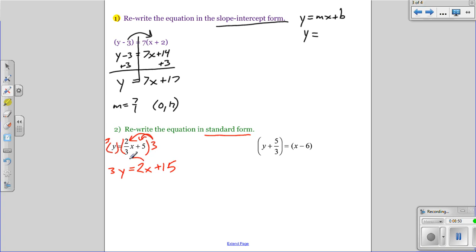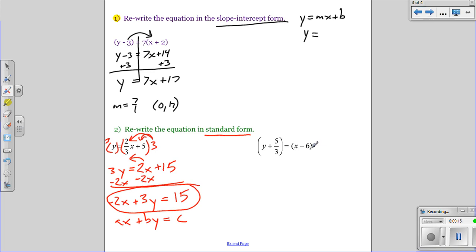So we need to move the 2x to that side. So I'm going to subtract 2x from both sides. I'm going to put the x's first. I cannot combine those because one's an x and one's a y. And there we go. I know I'm done because I have ax plus by equals c. X and y on the left, numbers on the right. So this is a great example there.